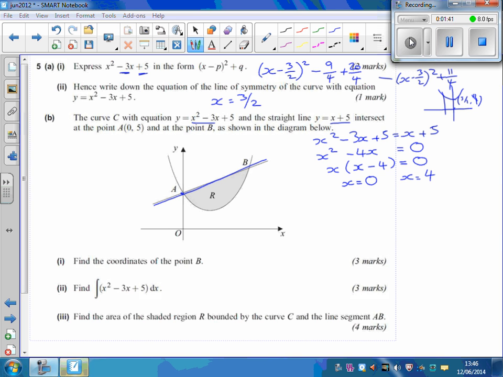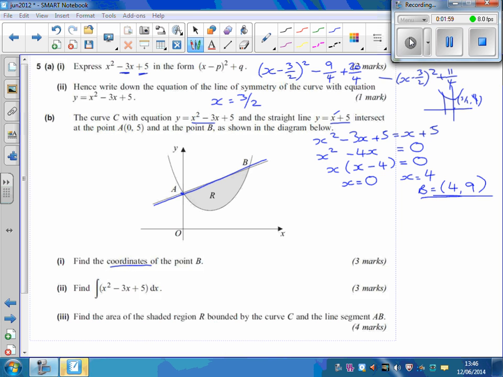Are we done, or do we want the coordinate? Find the coordinate. So let's find out the y value as well, just by throwing the 4 back in here. And so obviously we're going to get 9. So B is at the point 4, 9.